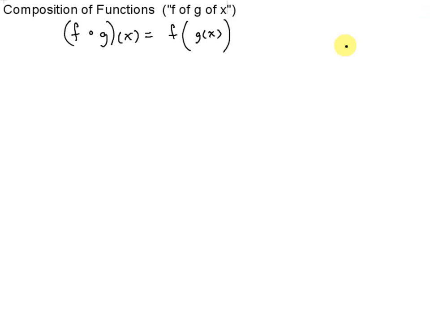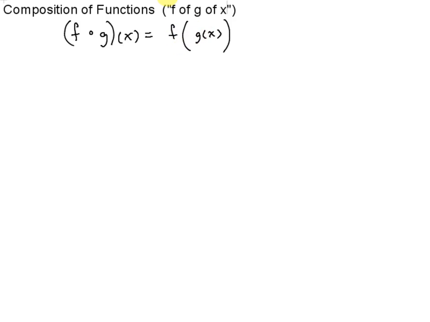Let's look at an interesting way to combine two functions to get a new function. This is called composition of functions. So we're going to take f and compose it with the function g. And it's f open circle g, and that function is called f of g. So this function is f of g of x, and it's defined as f with an input of g of x.